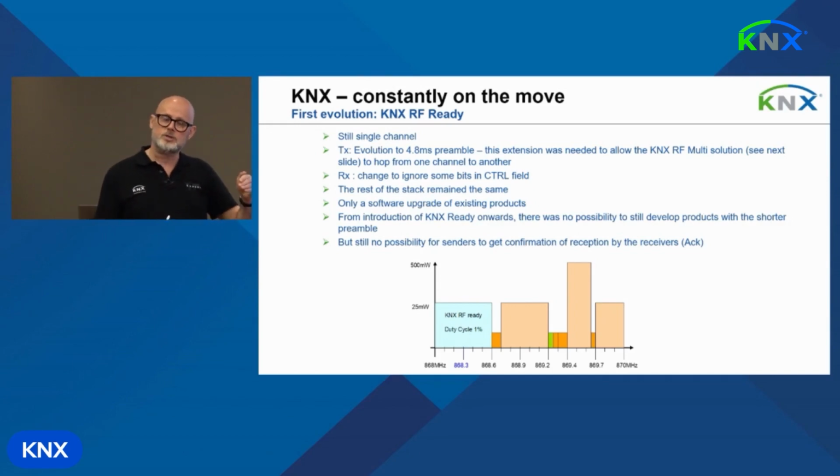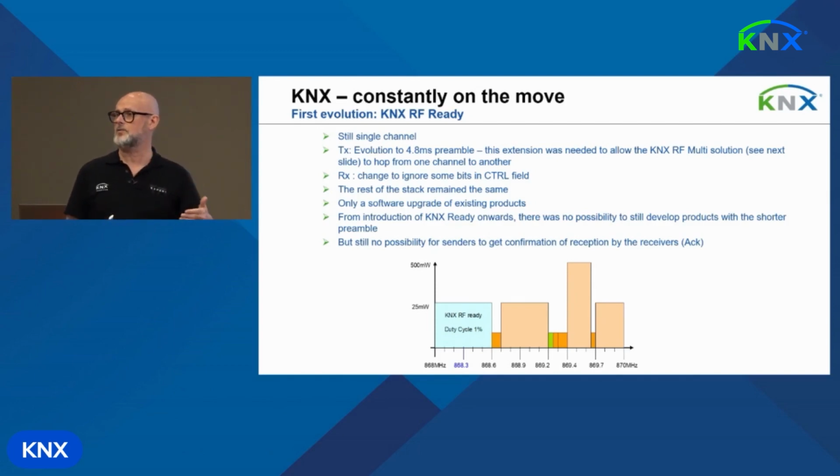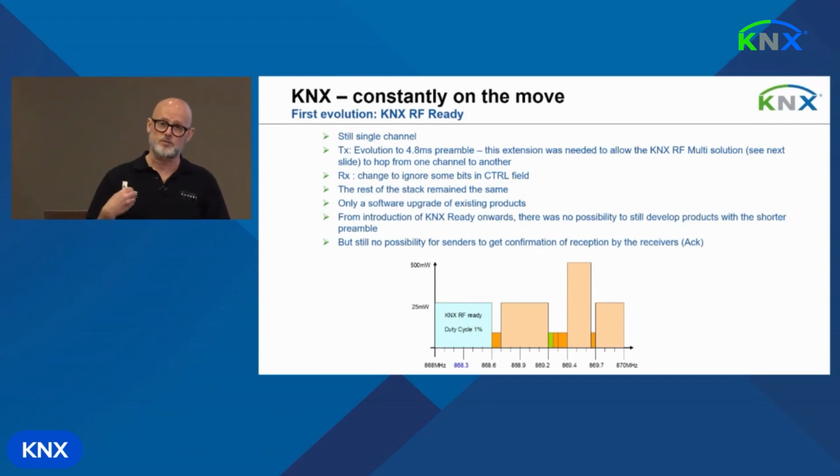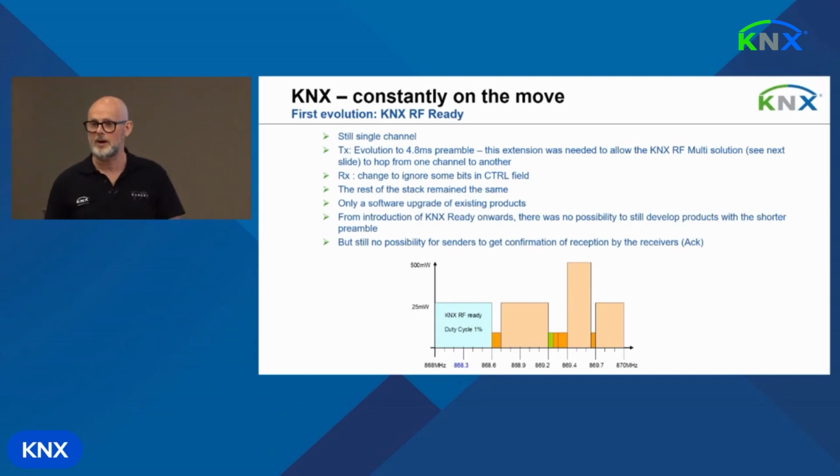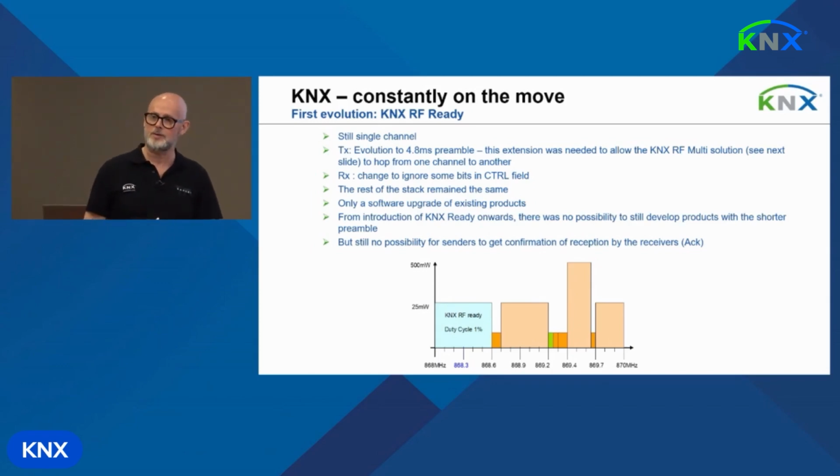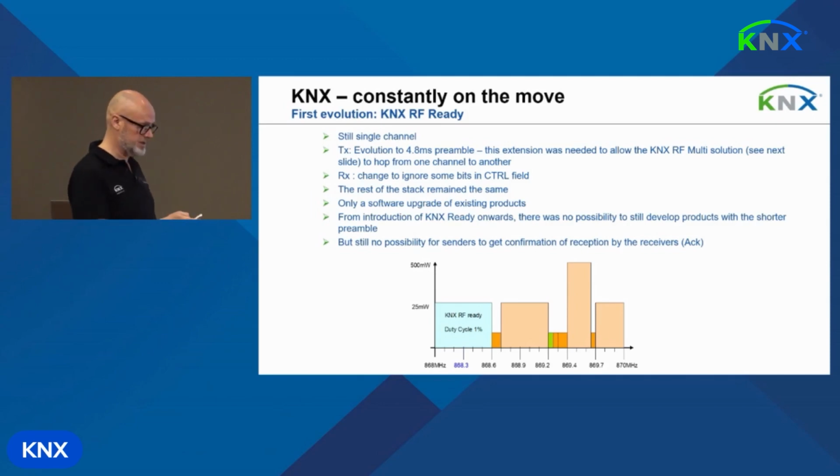From that moment onwards, it was not allowed anymore for manufacturers of radio frequency to still design KNX radio frequency as it originally was designed. So it was a must to implement KNX radio frequency ready. But important also, KNX radio frequency ready could not send acknowledgements. So if a sender sends a frame, there was no possibility for the receiver to actually confirm this message. As you know from twisted pair, twisted pair confirms the reception of frames. So there is no possibility to actually have a confirmation that the telegram reached destination.